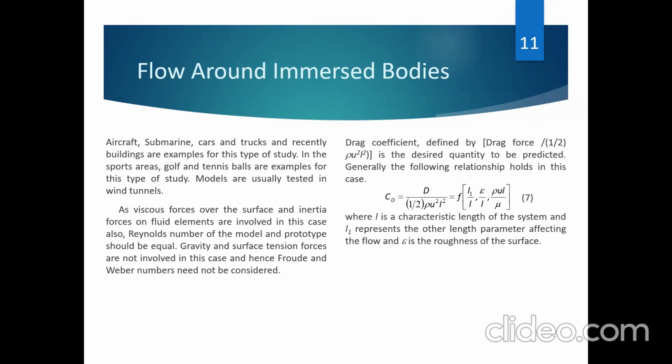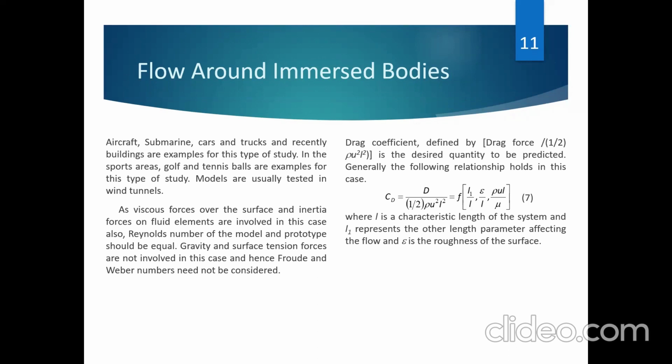So gravity and surface tension forces are not involved in this case, and hence Froude and Weber numbers need not be considered. So drag coefficient, defined by drag force divided by 1/2 of rho U squared L squared, is the desired quantity to be predicted. Generally, the following relationship holds in this case. C_D is equal to D over 1/2 of rho U squared L squared, which is a function of L1 over L, epsilon over L, and rho U L over mu.